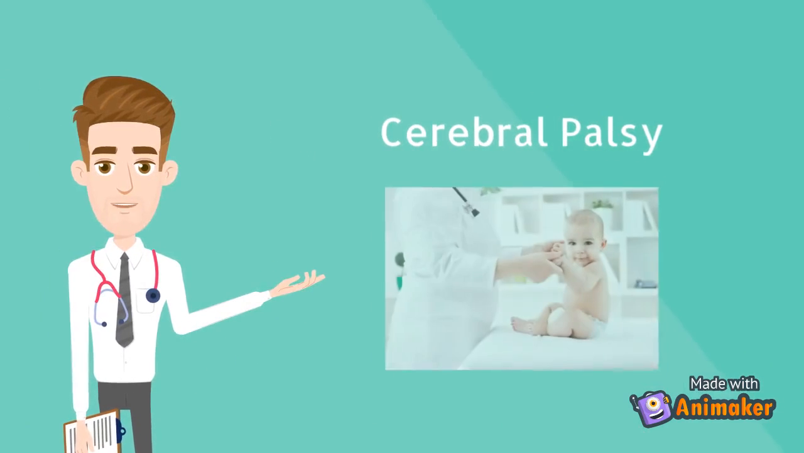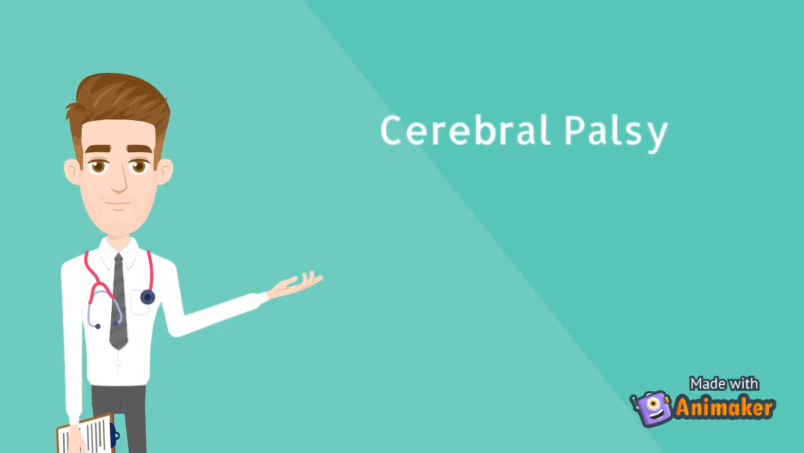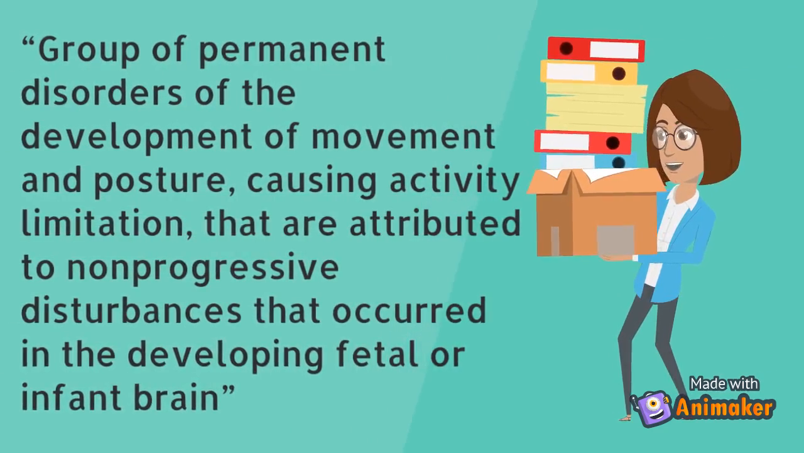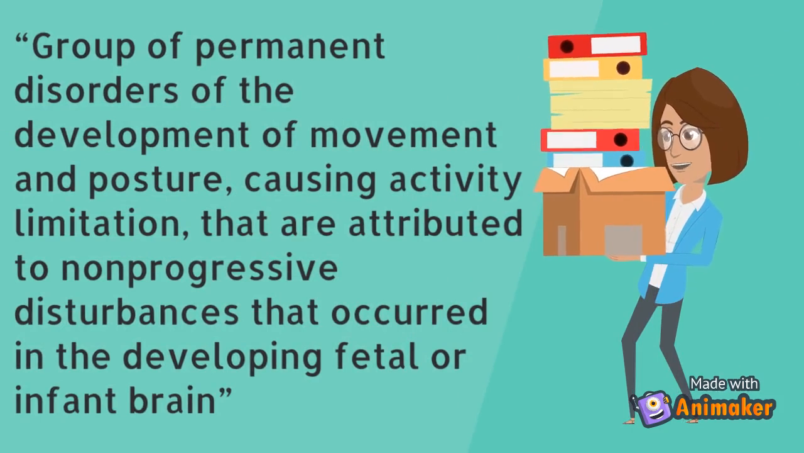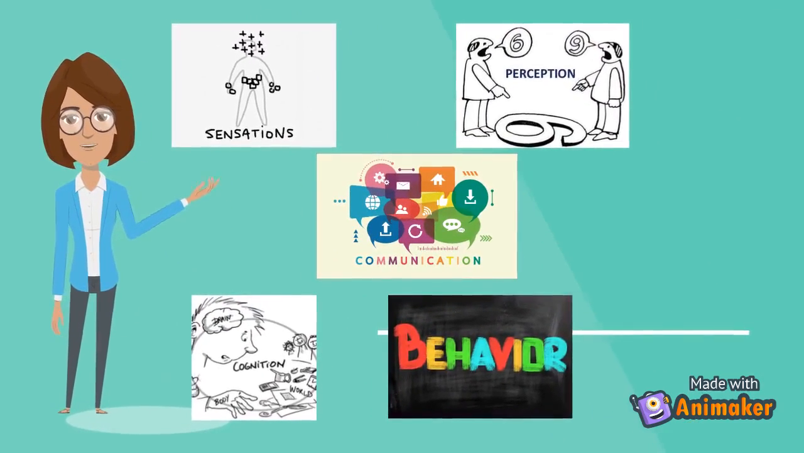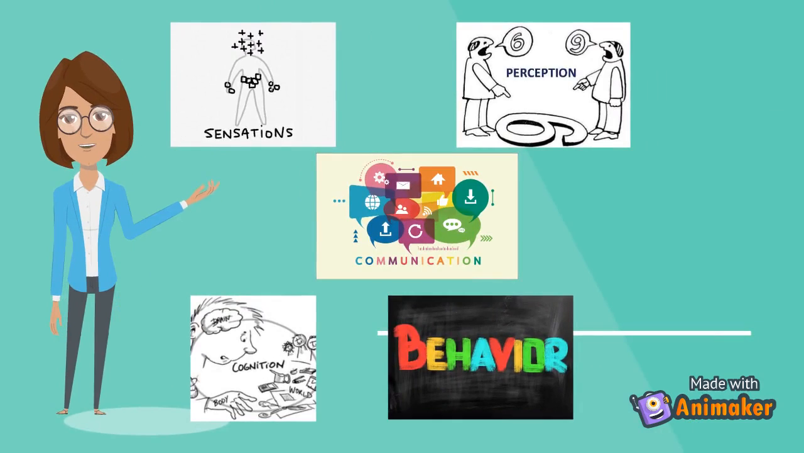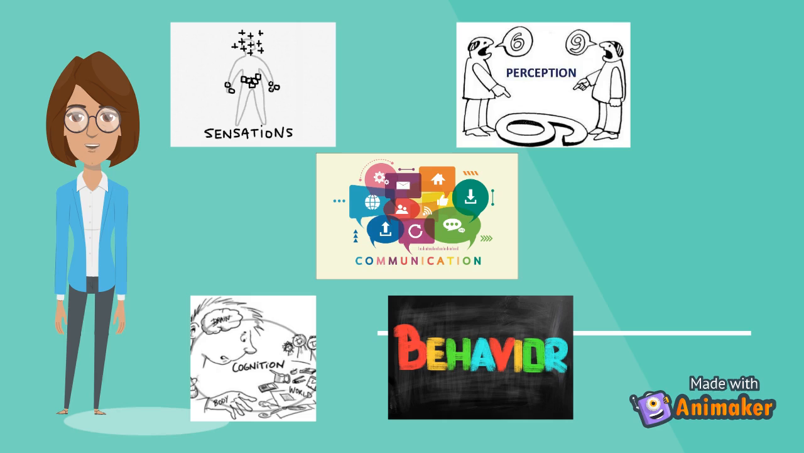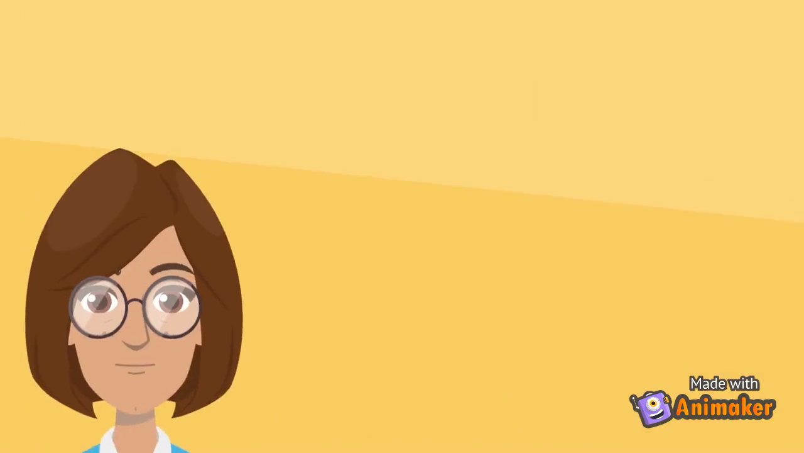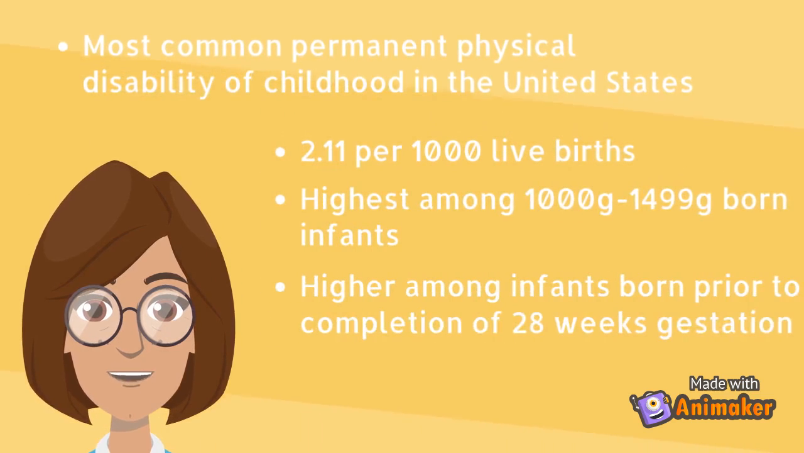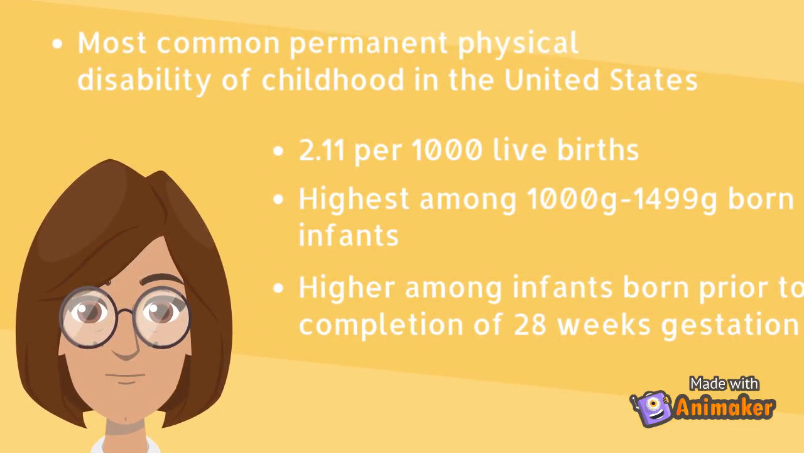Our topic for today will be about cerebral palsy. A new definition proposed in 2006 describes cerebral palsy as a group of permanent disorders of the development of movement and posture, causing activity limitation that are attributed to non-progressive disturbances that occurred in the developing fetal or infant brain. So, in addition to motor disorders, the condition often involves disturbances of sensation, perception, communication, cognition, and behavior, secondary musculoskeletal problems, and epilepsy. Cerebral palsy, or CP, is the most common permanent physical disability of childhood in the United States.